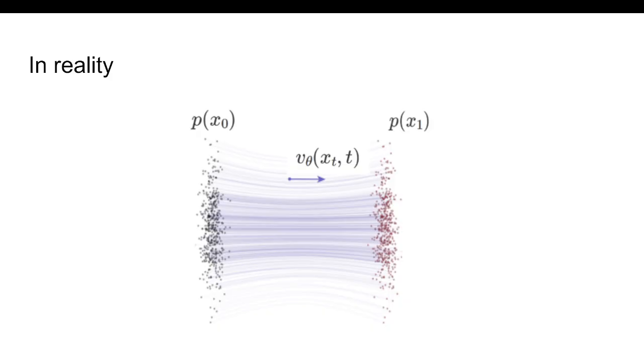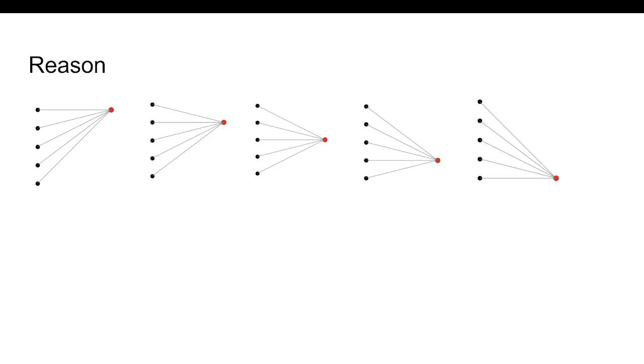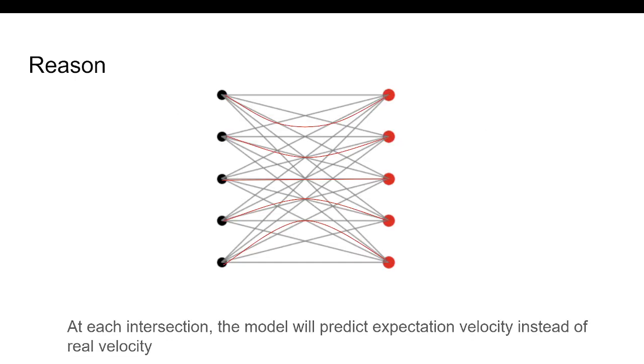However, in reality, the learned velocity field tends to have high curvature. This happens because of the random coupling between x0 and x1. Here is an example of random coupling. By overlapping these plots, we can obtain this graph. At each intersection, the model predicts the expected velocity rather than the true velocity. This is the main reason why the learned velocity field exhibits high curvature.